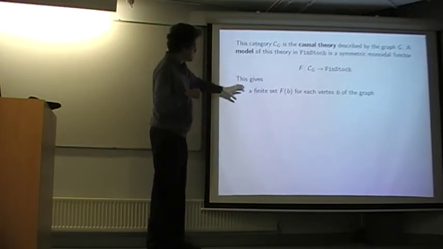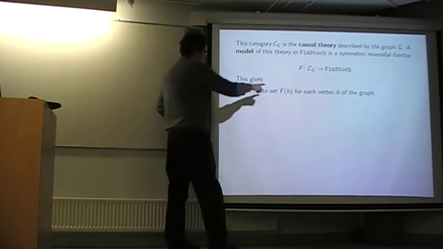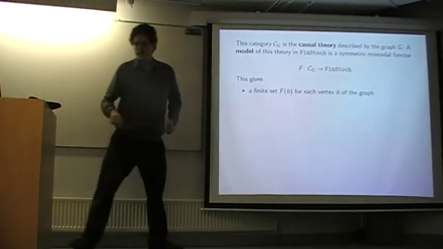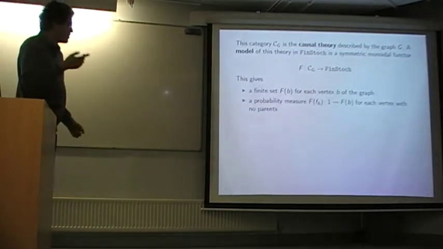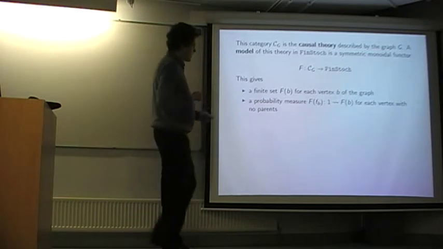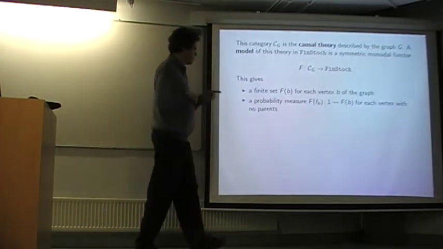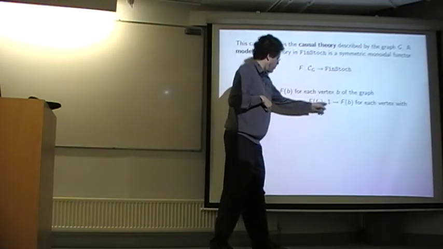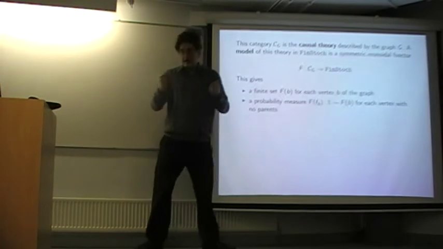But then, unpacking that slightly, what it means is that we get a finite set for each vertex, each variable, and then we get various things. As I said, if a vertex has no parents, we get a stochastic map from the one-element set to its set, and that's, as I said, just the same as a probability measure.